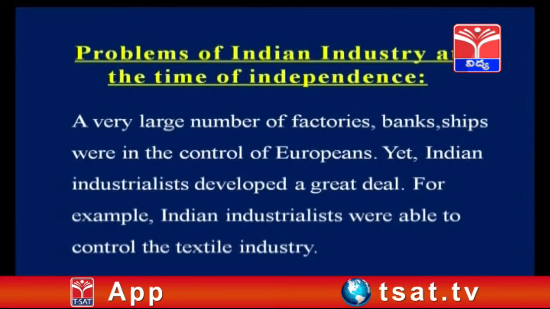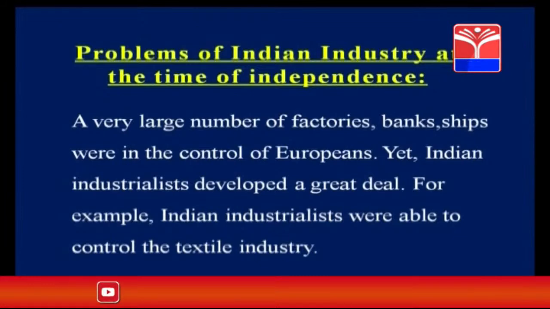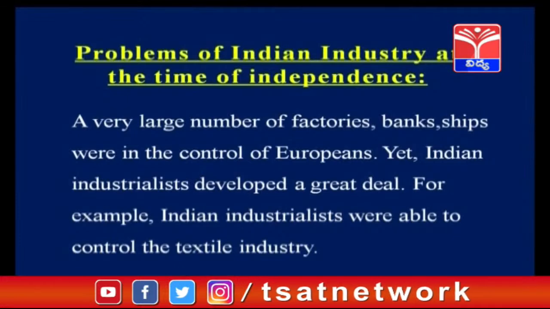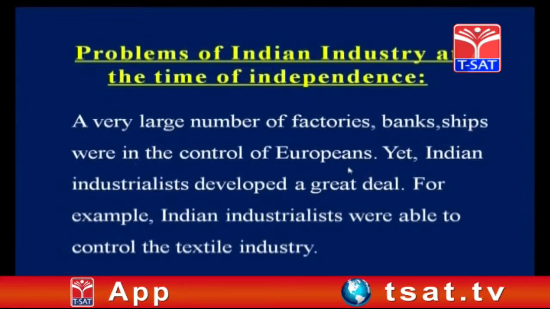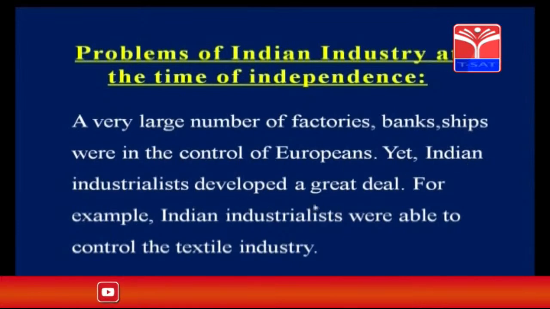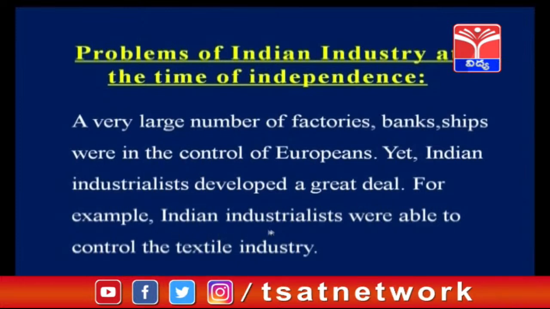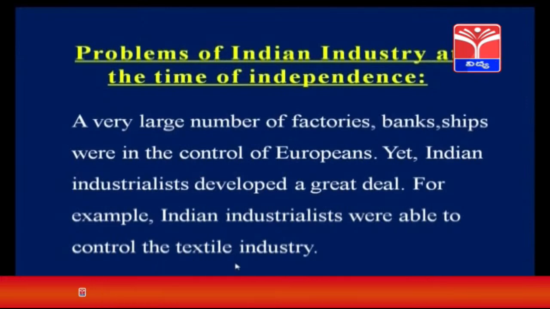Even though industries were set up in India, there were many problems and challenges at the beginning of our Indian industry. A very large number of factories, banks and ships were in the control of Europeans. Yet, Indian industrialists developed a great deal. For example, Indian industrialists were able to control the textile industry.